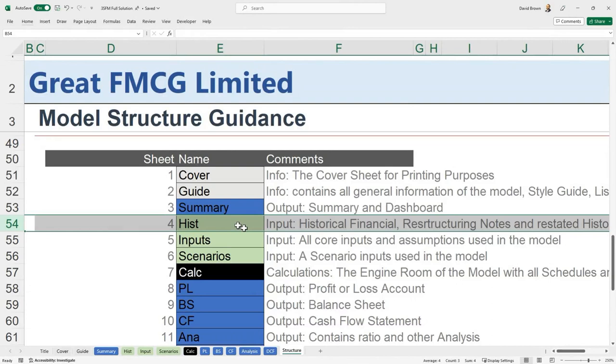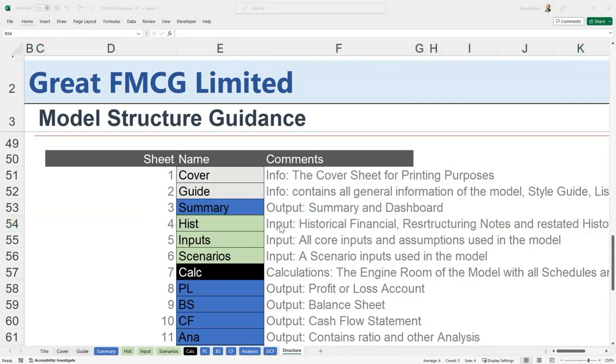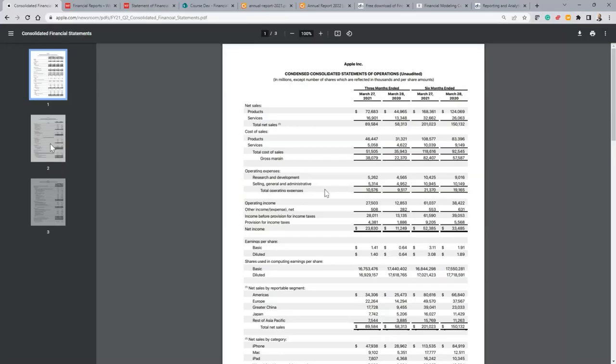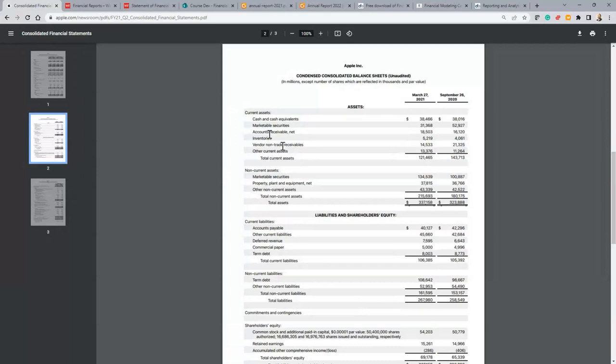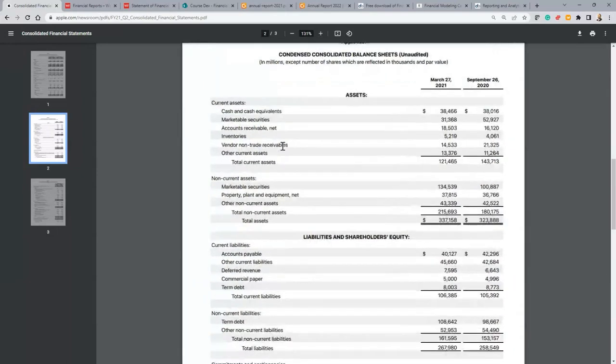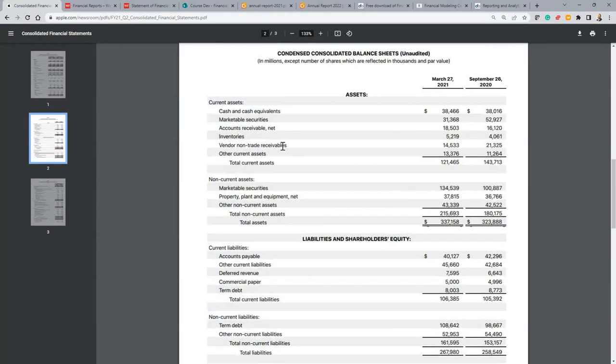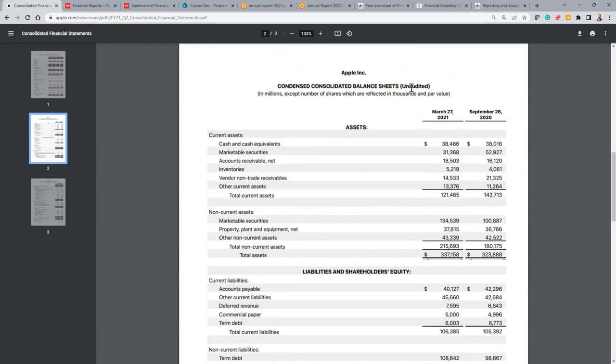So you're going to take these historical financials. In fact, let me show you some historical financials. Let me go to Apple. All right, let's have a look at Apple. So look at Apple's financials, right? So this is Apple's financial statement. Yes, can you see it? Right. And we have the condensed consolidated balance sheet, unaudited. This is the unaudited one.